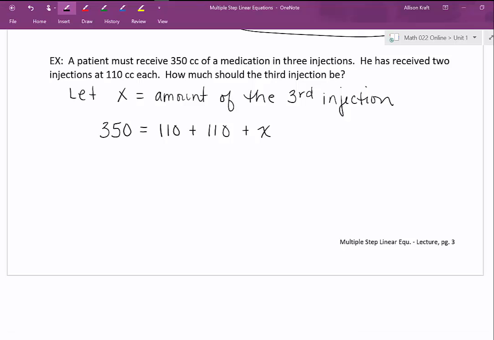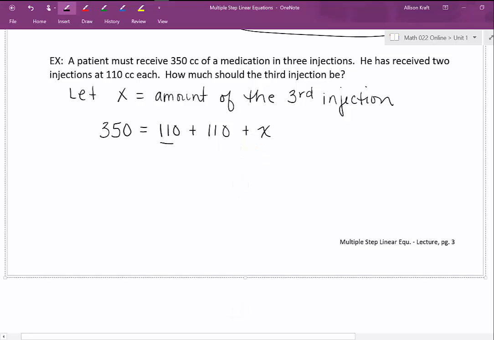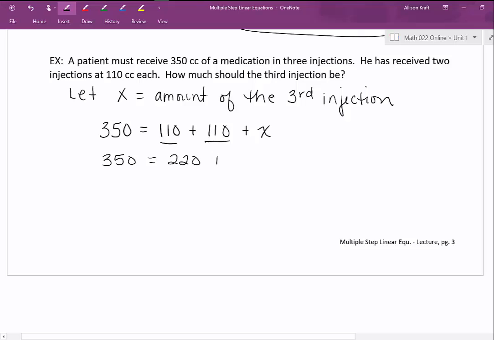There are no parentheses or fractions to eliminate. However, we do have like terms on the right-hand side to combine. This gives us 350 is equal to 220 plus x. Next, we want to get all of our variable terms on one side, all of our constant terms on the opposite side. Since all of our variable terms are collected on the right side, that means that our constant terms must move to the left side.